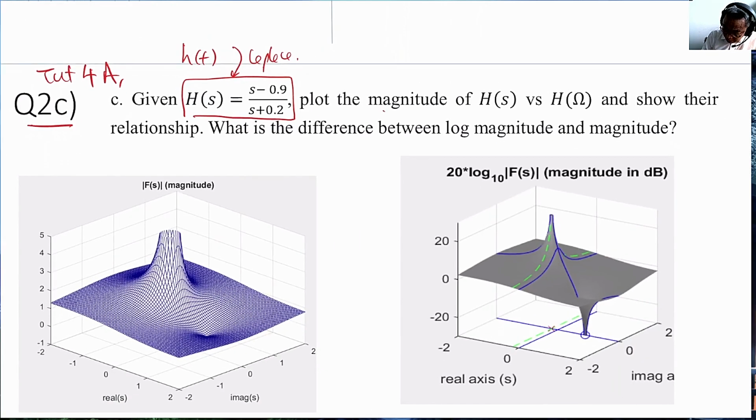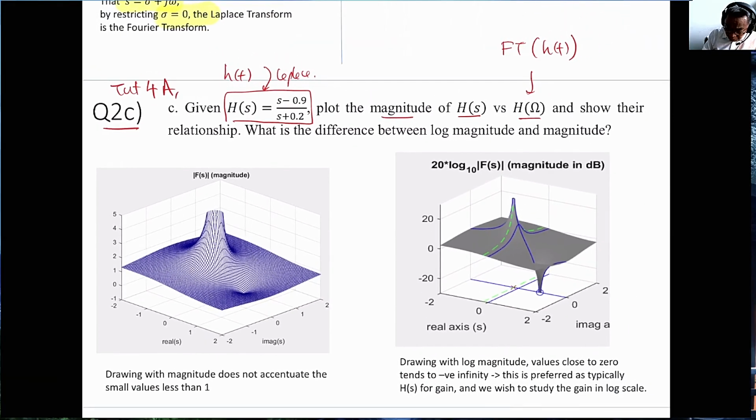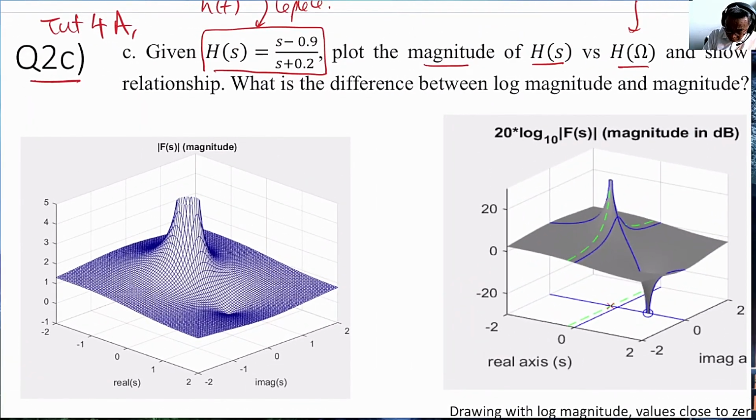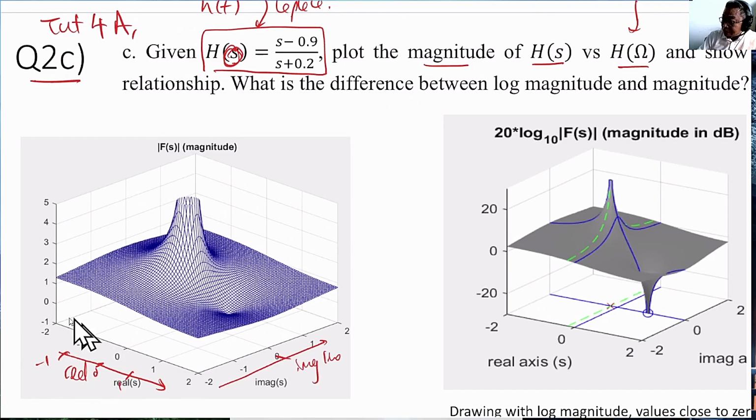So we are going to plot the magnitude of h of s versus the Fourier transform of h of t. Well, let's plot h of s. To plot h of s, remember that s is the complex plane. This is the real number. This is 0. This is 1. This is minus 1. So we have the real line here, and along this guy is the imaginary line. And the whole surface on the bottom is the complex plane.